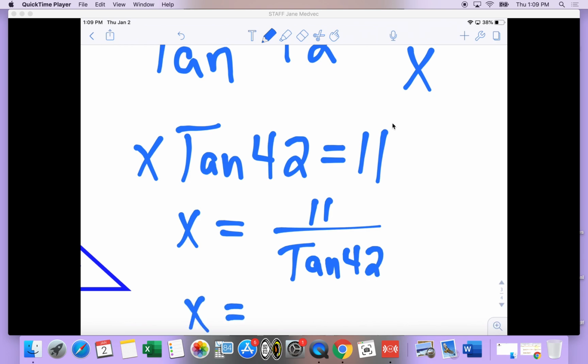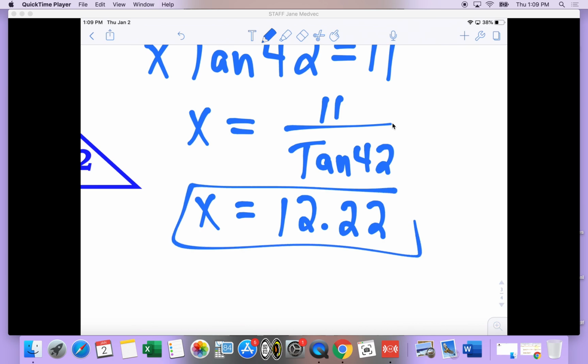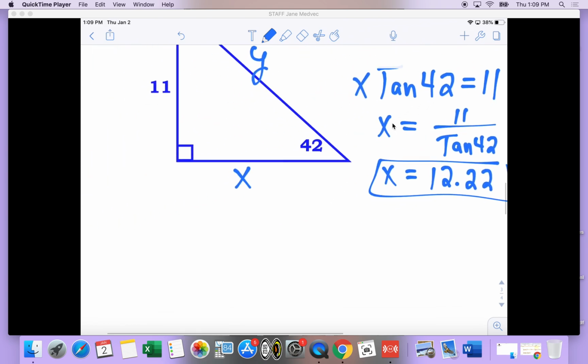Now be careful with cutting off too early on this. Okay, so I'm going to take 11, divide it by tangent 42. And I get 12.22, which is fine on paper. But remember, I'm trying to find the perimeter. So you want to be a little careful on this, okay? So this is 12.22.